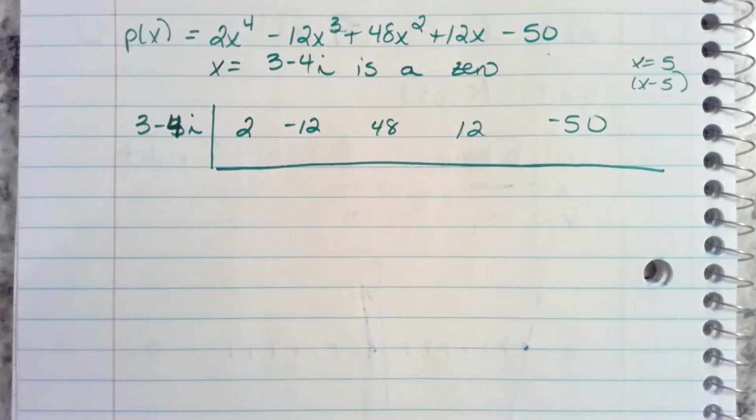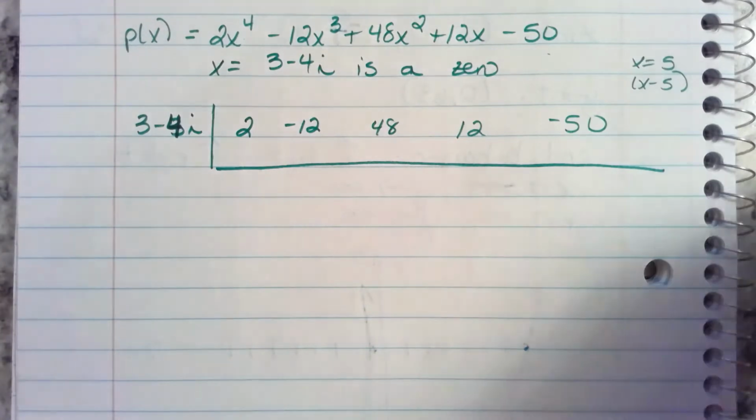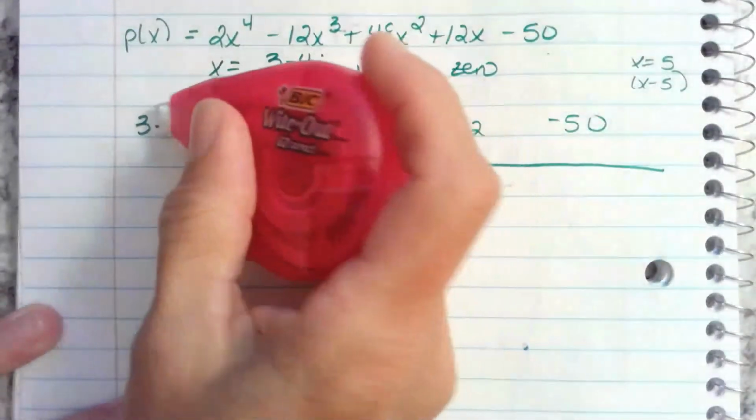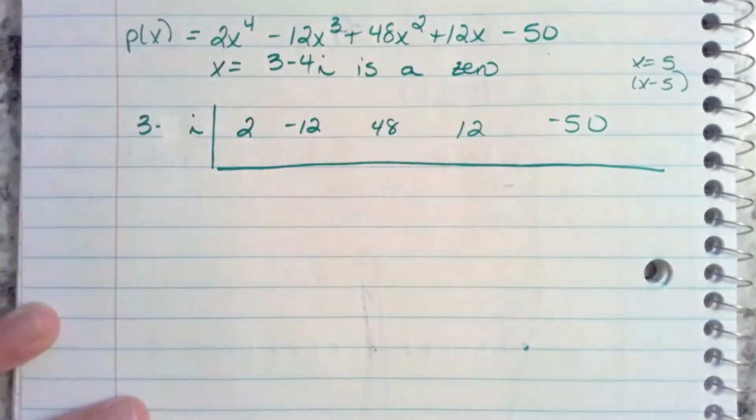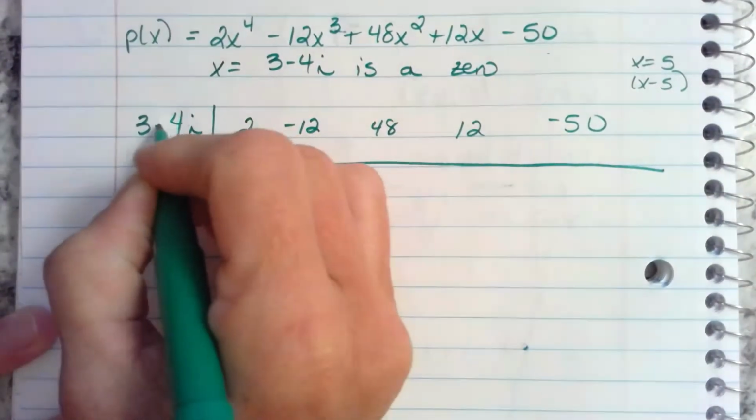So many times I write down the problem and just miss a negative and it throws everything off. So I want to double check that. Let me fix this real quick. There we go.